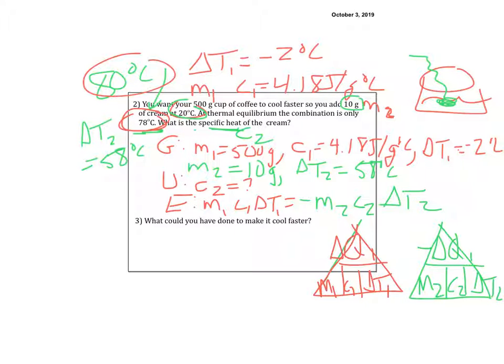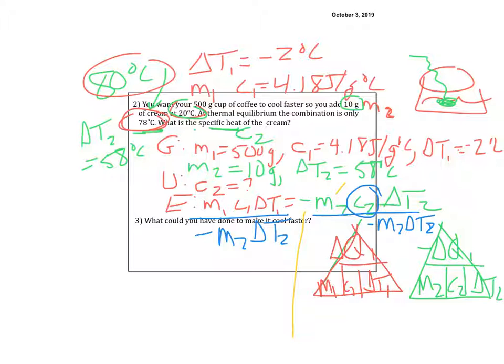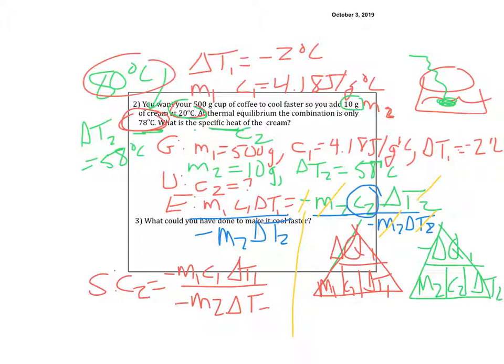So I'm going to show you both ways. I'm going to split the screen in half here. On the left side, let's solve for C2, right? We're going to divide both sides by negative M2 delta T2. You can see that this cancels, this cancels, this cancels, and this cancels. Then you can simply plug everything in, because your solved solution is going to be C2 equals negative M1 C1 delta T1 all over negative M2 delta T2.